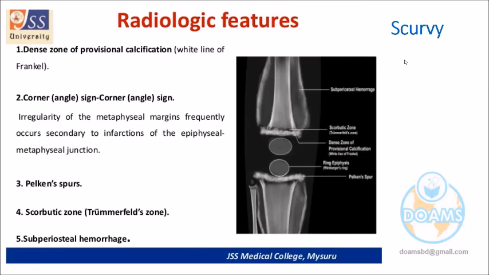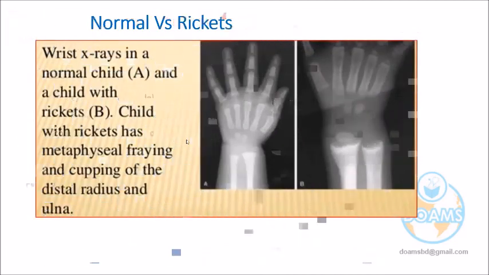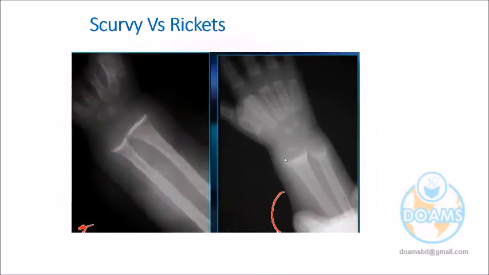This is scurvy, and a fantastic differentiating point will be rickets. Now rickets: a wrist X-ray in the normal child, and B is the rickets. You see, it seems to be scurvy, but this is not scurvy. It is called metaphyseal fraying and cupping of the distal radius and ulna. So what is the differentiating point? Look now, scurvy versus rickets. Left side, right side. So which one? This one?